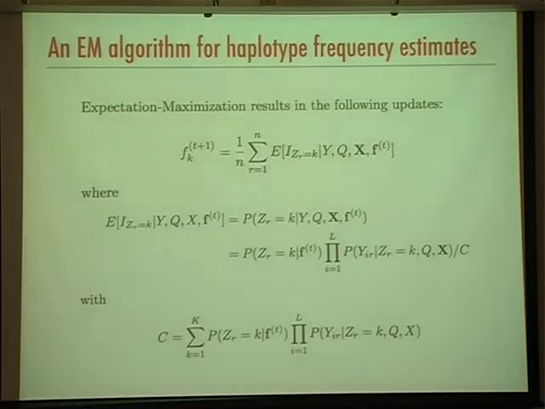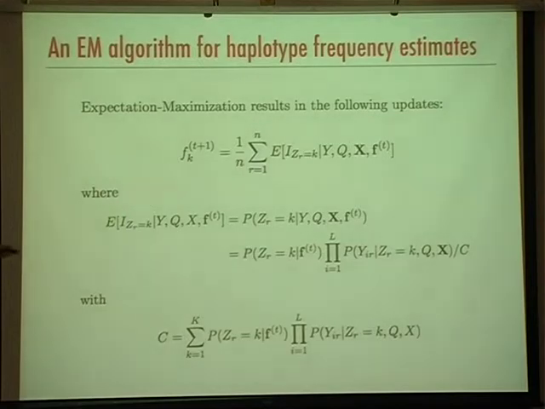Okay, so the frequency for the kth haplotype at the t+1th iteration of our algorithm is going to look like the following. It's going to be an average of these expectations of the indicator variable that a read comes from the kth haplotype. So we're essentially saying, how often do reads come from haplotype K? That's what our guess is going to be of the frequency of K. Okay. So what is this expectation right here, though?